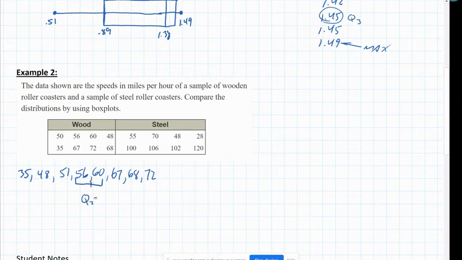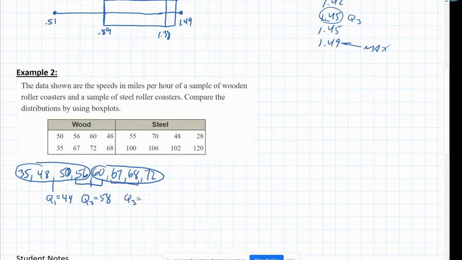So Q2 is 58. And then we have 4 items in our lower half. And so Q1 is going to be the average of 48 and 51. Sorry, that's 50, not 51. So the average of 48 and 50 is 49. And then the upper half, the average of 67 and 68. So Q3 is 67.5.